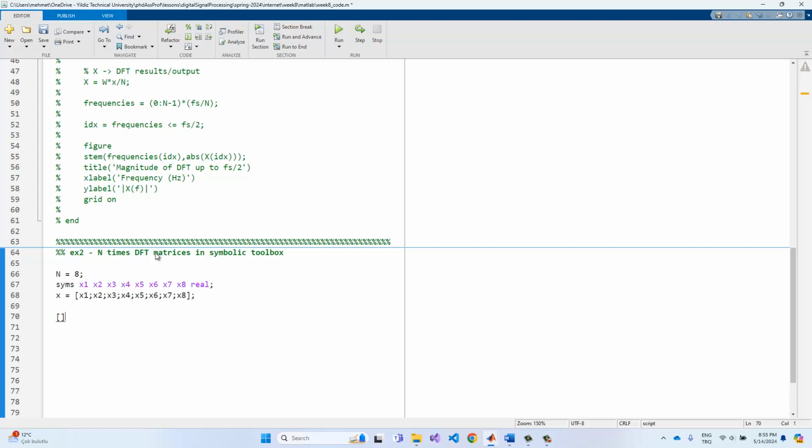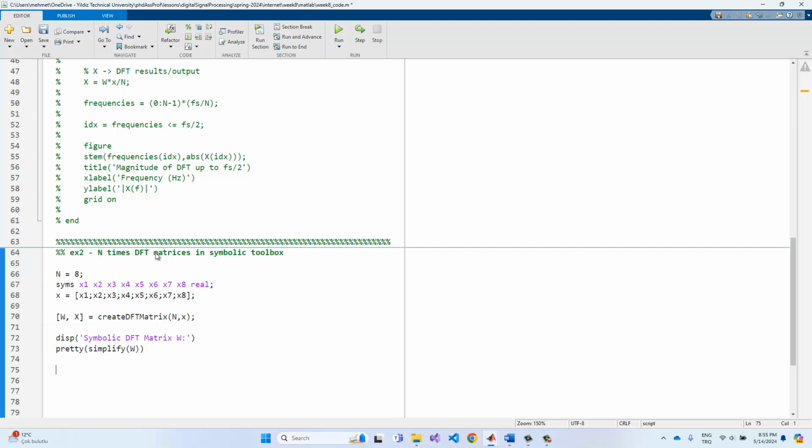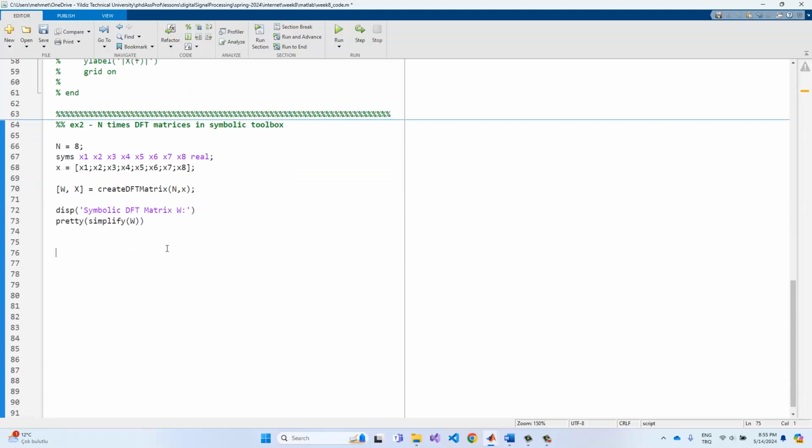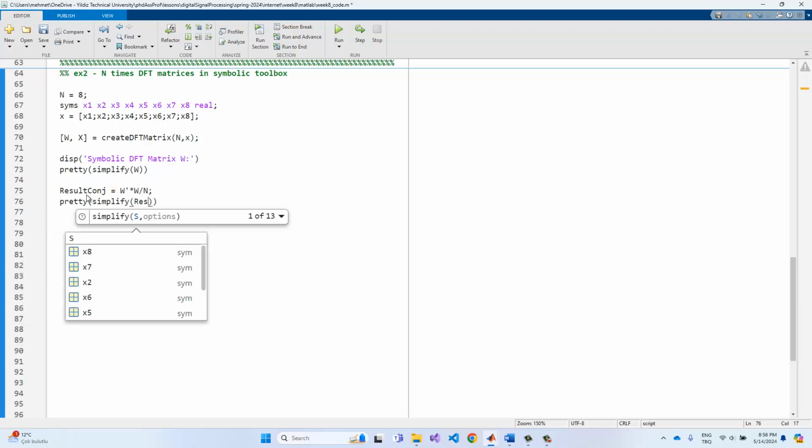So we should create the W and X values here. Create DFT matrix N and x. We need to implement this create DFT matrix function to display the values of the symbolic DFT matrix W. Then we need to give the pretty simplify of W here. We can also observe the conjugate results. To get the conjugate values of this matrix, W transpose times W divided by N should be given here, and pretty simplify to the result conjugate.